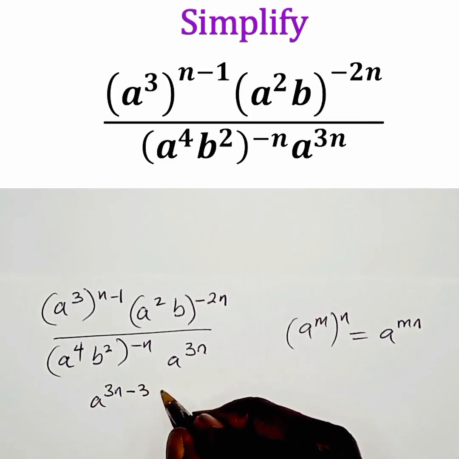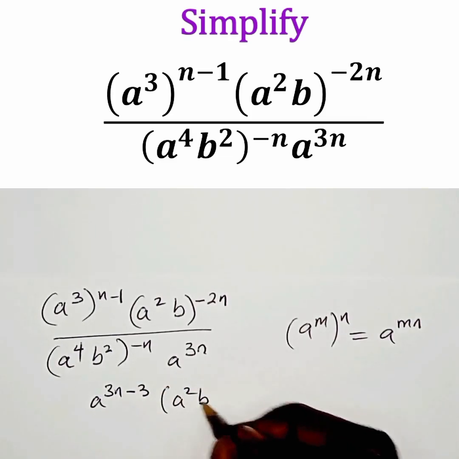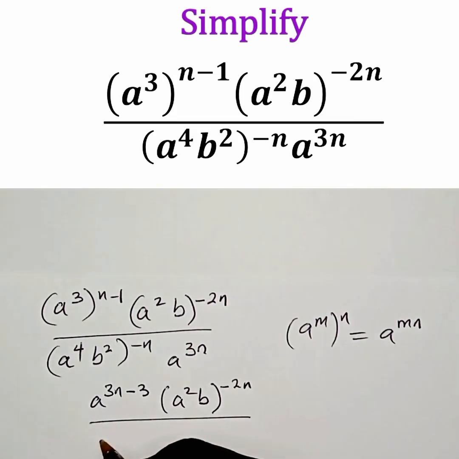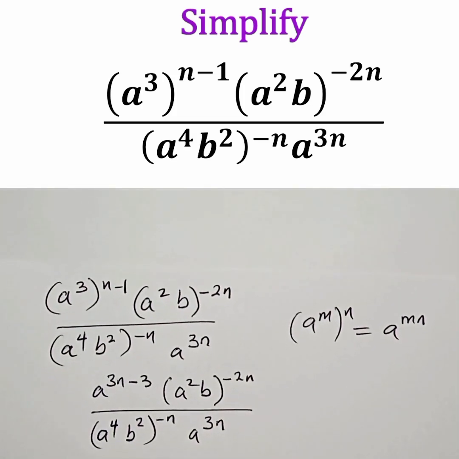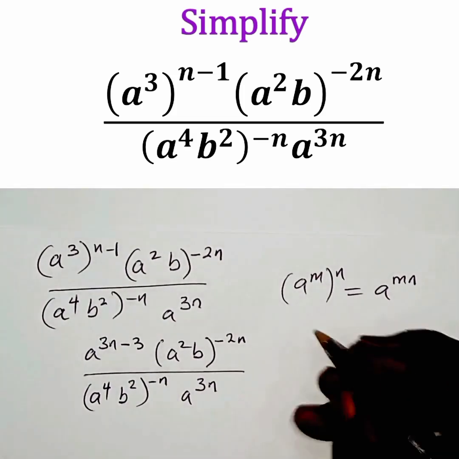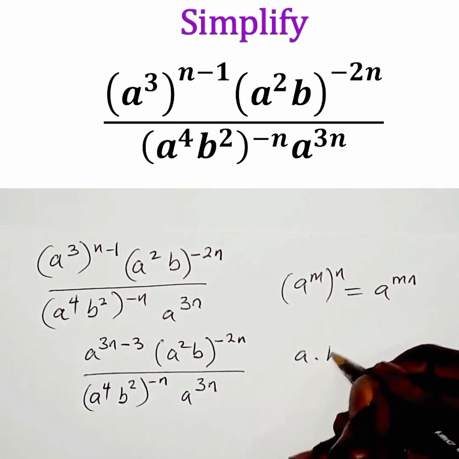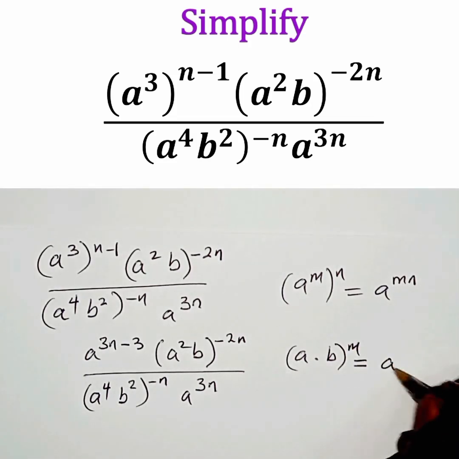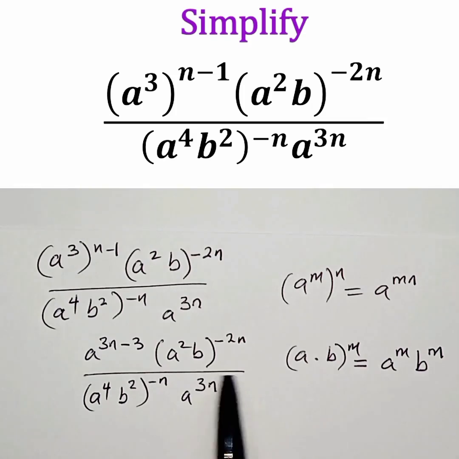Then that will be multiplying a²b^(-2n), all being divided by a^4 b² to the power of -n and a^(3n). And then at this stage, I want us to use another law of exponents that says (ab)^m is the same thing as a^m b^m. So I will use this law on these two other terms.